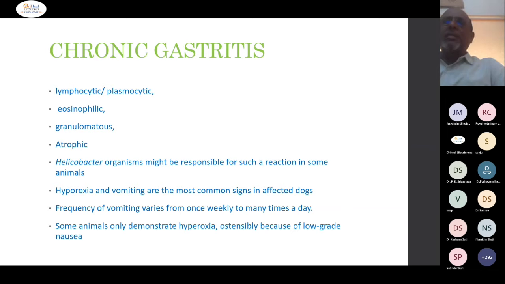And what are the clinical signs? Severe hyporexia and vomiting. Not eating and vomiting are the most common signs in affected dogs. The frequency of vomiting varies from once weekly to many times a day, so the history alone will vary. And some animals only demonstrate hyporexia, ostensibly because of low-grade nausea. There is no big nausea, no hypersalivation in chronic gastritis. The animal will not be eating normally and will be dull.